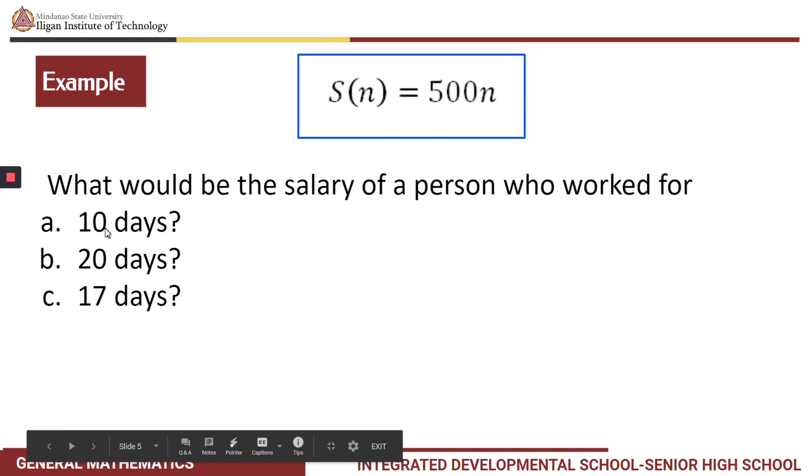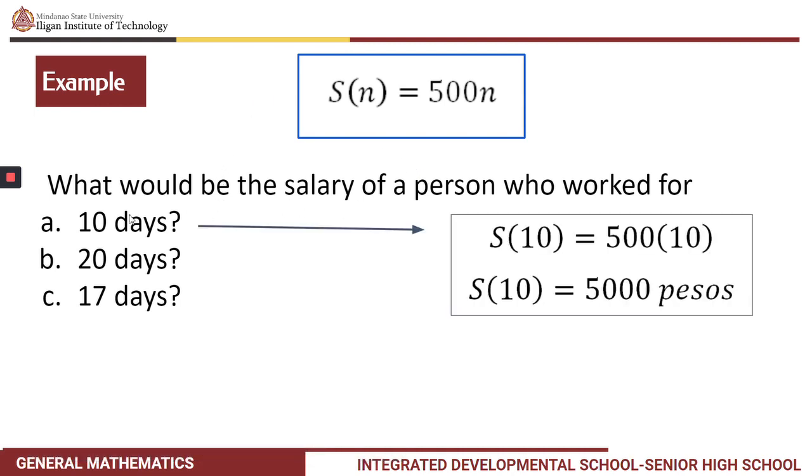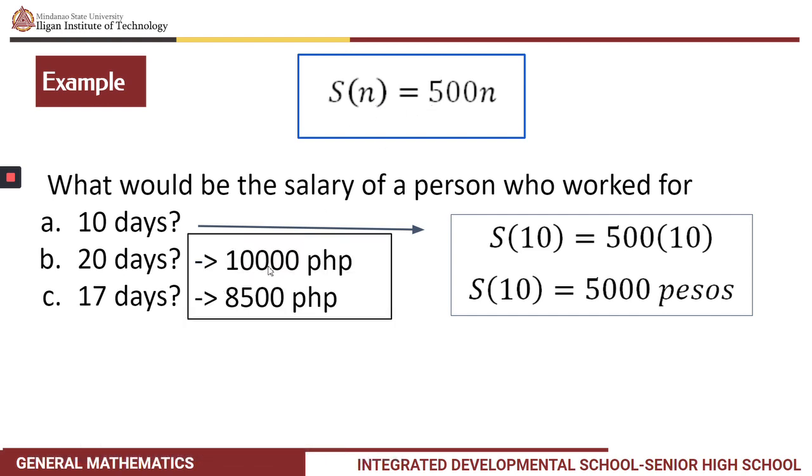So first, let's try to solve for 10 days. You just have to substitute n with 10. So we have S of 10 equal to 500 times 10. That is why the person will be getting 500 pesos if the person will work for 10 days. How about 20 days? You just have to substitute 20 to n, and you'll be able to solve for 10,000 pesos. And then for 17 days, you have 8,500. So that's how we model real-life situations using functions.